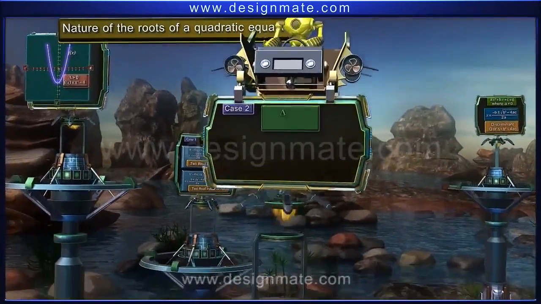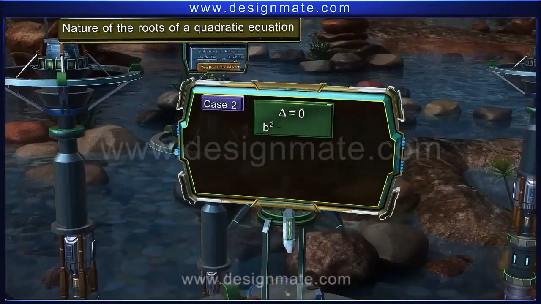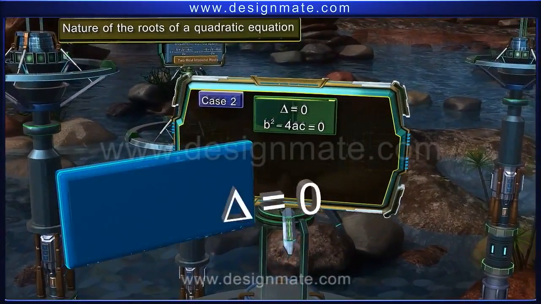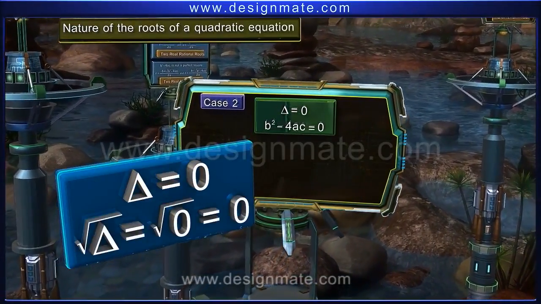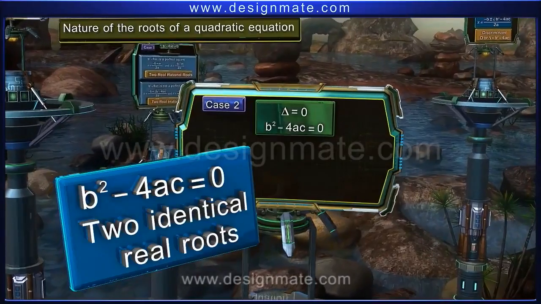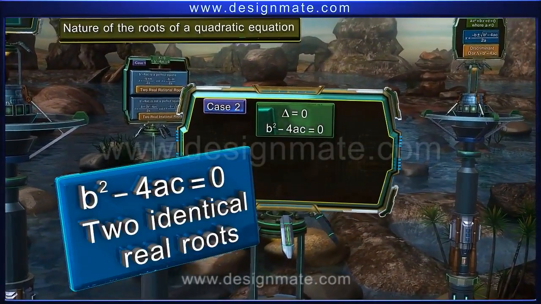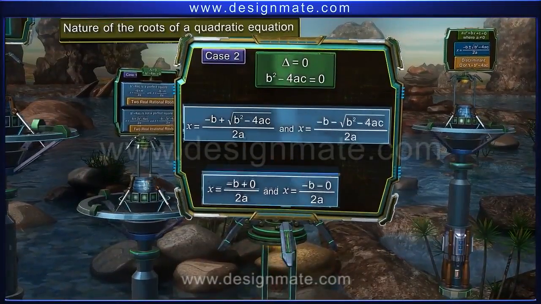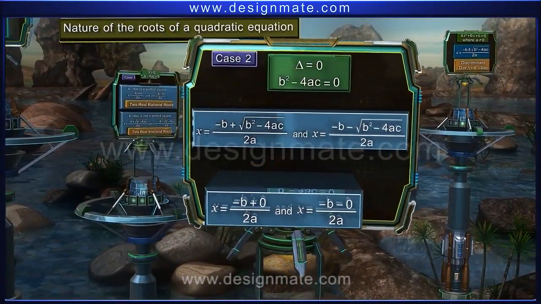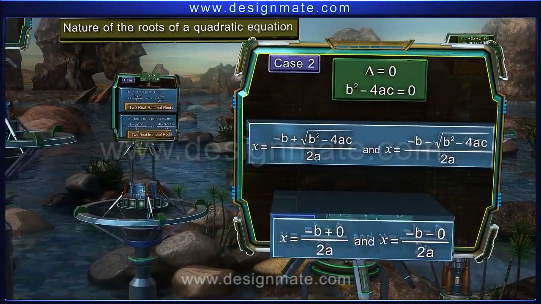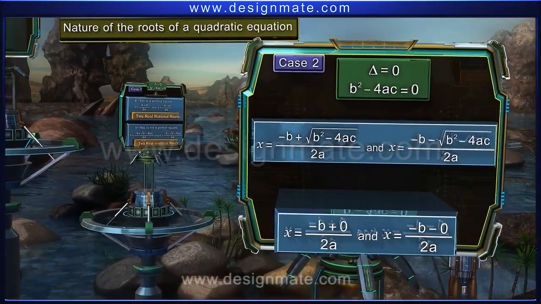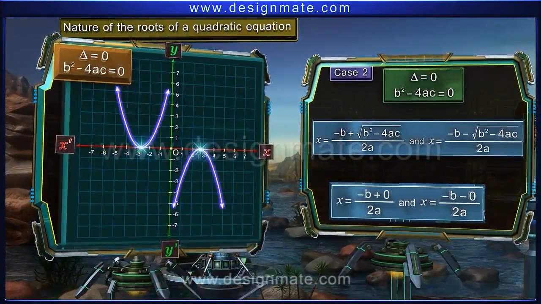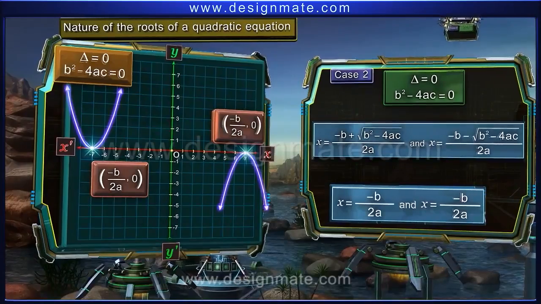Case 2. Delta equals 0, that is, b squared minus 4ac equals 0. Since the square root of 0 is 0, the quadratic equation has only one root, or in other words, we can say that both the roots are identical. That is, x is equal to minus b plus 0 over 2a, and x is equal to minus b minus 0 over 2a. In this case, the parabola will intersect the x-axis at only one point, minus b over 2a, 0.